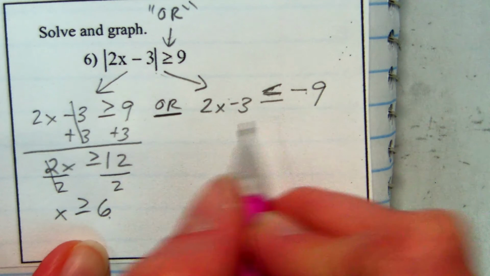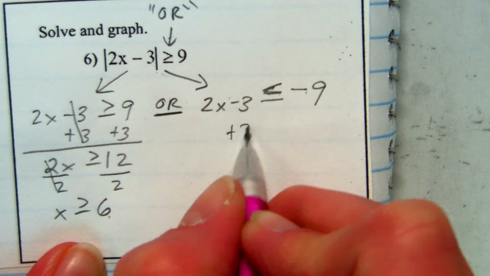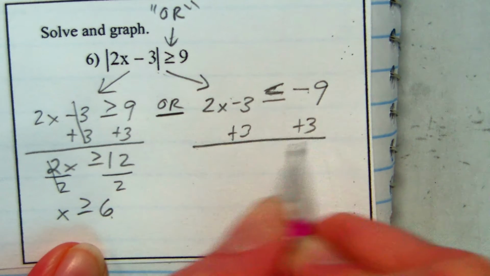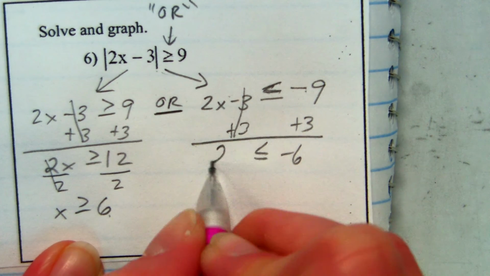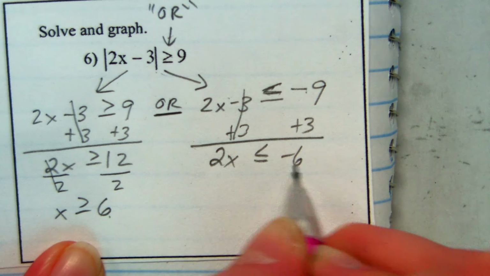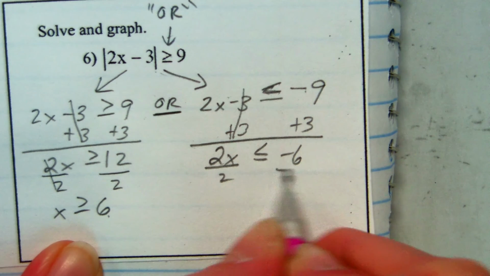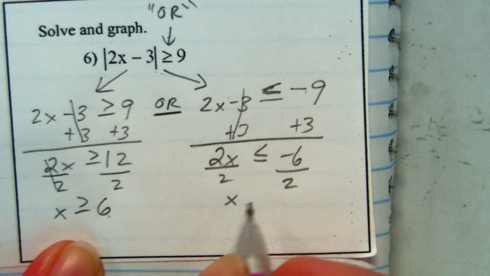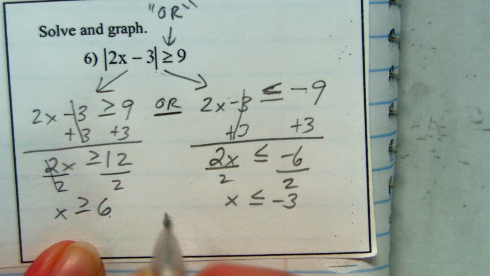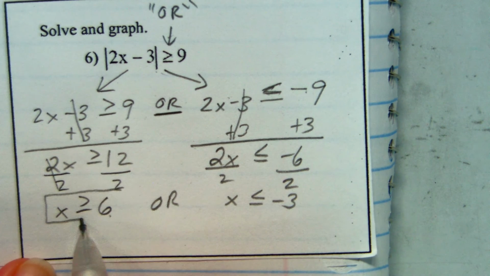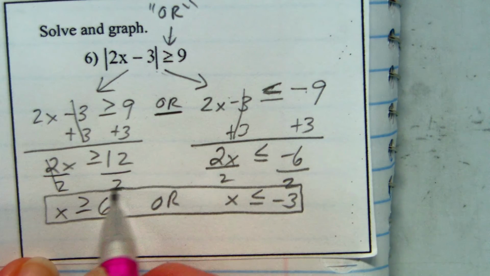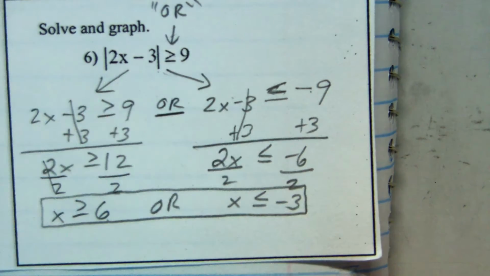Then I can come over here and you basically do the same steps. Add 3, except we're adding it to negative 9, which gives me negative 6 on the right side. And we'll have 2x is less than or equal to negative 6. Divide by 2, divide by 2. X is less than or equal to negative 3. And then we have an or in between here. So there's my solution. And then I can figure out the graph.